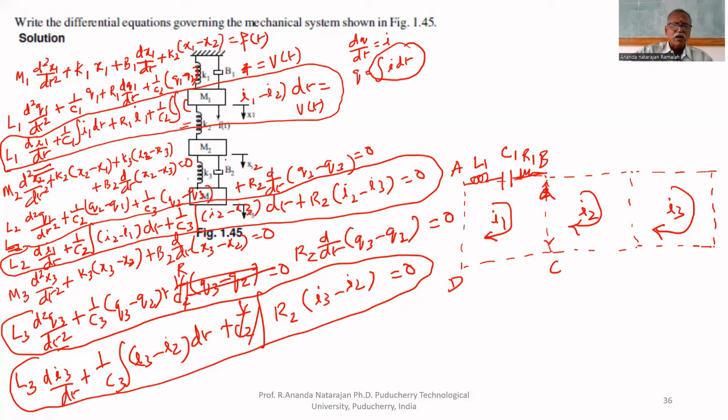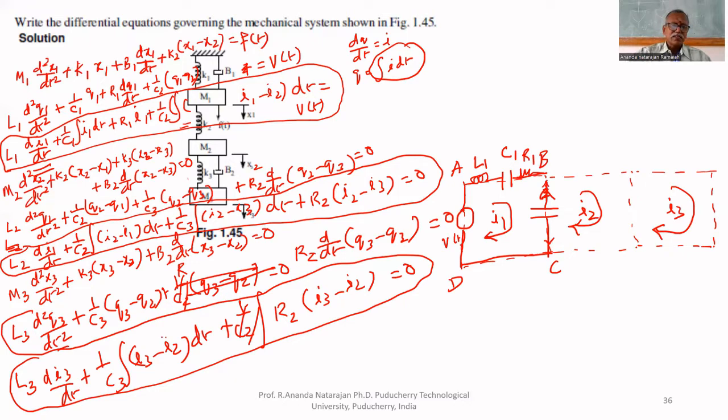L1, C1, R1. Then C2. The current through C2 is I1 minus I2. Therefore, C2 must be here. Two currents, I1 and I2, are flowing through that. Then VFT is the applied voltage that is in the first loop only. That is here, VFT. That's all. First equation is over.